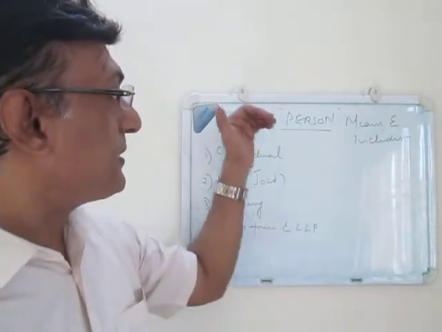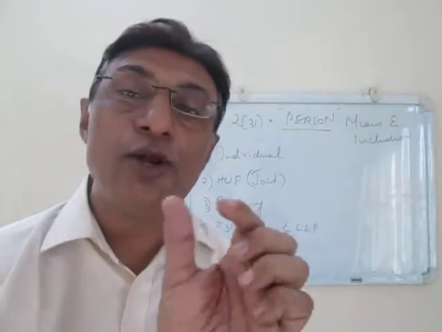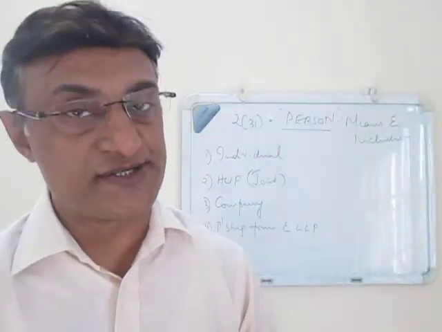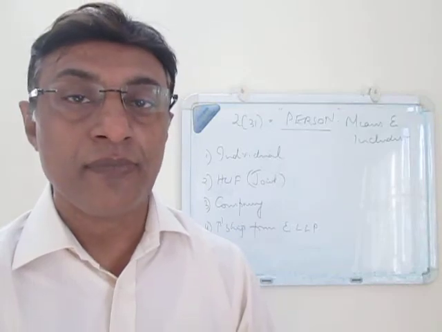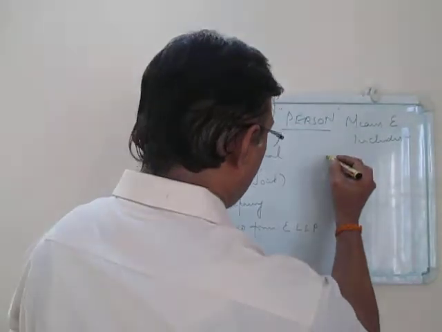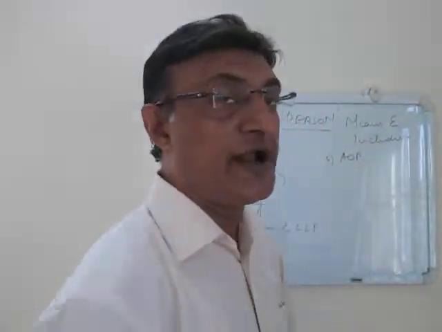So for all practical purposes, under section 2(31) of the Income Tax Act, LLP is included within partnership firm, which is included in the definition of the term person. Four items covered. The next is number 5, association of persons, which we call an AOP.